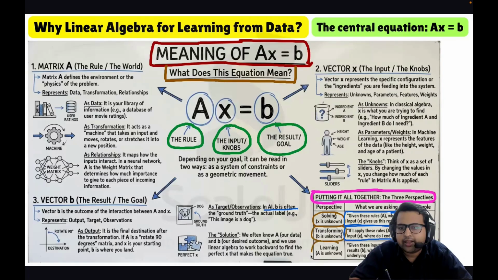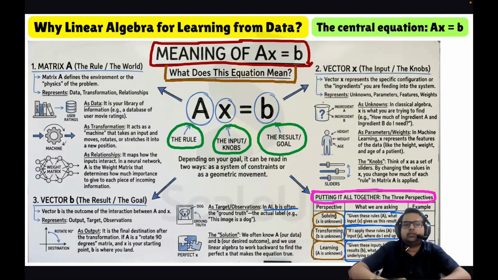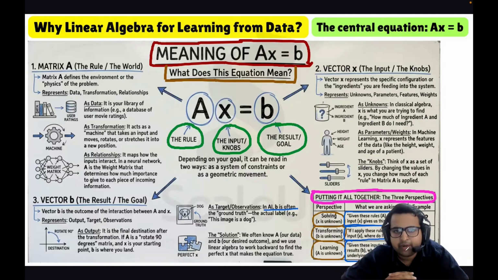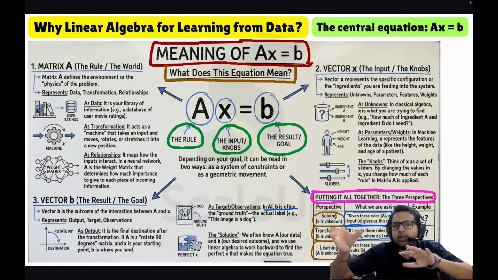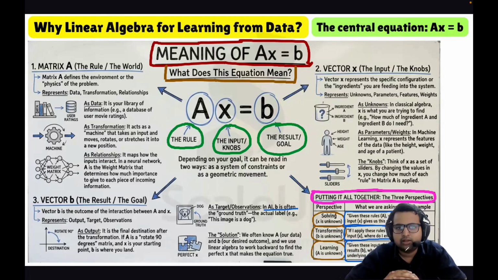In learning, A is unknown. What we are asking is, given these inputs x and these results b, the ground truth, what are the underlying rules A? So in learning, we are trying to find the relationship matrix. If this is the input and this is the output, how are input and output related to each other? So the matrix A will be treated as a relationship matrix, or the weight matrix.